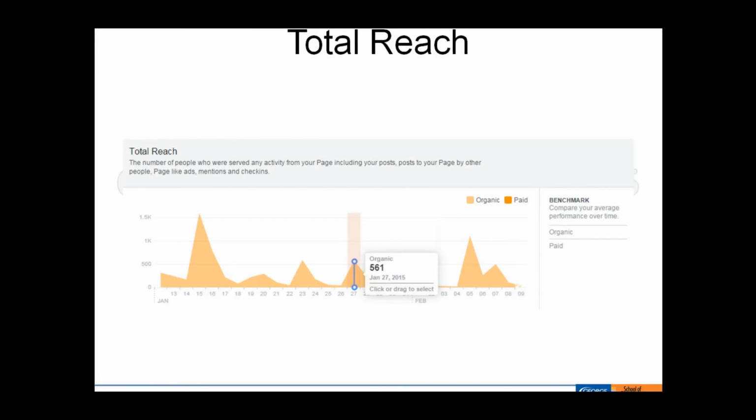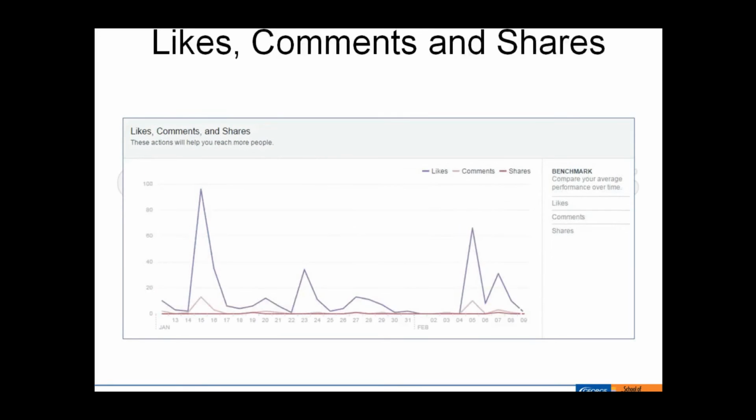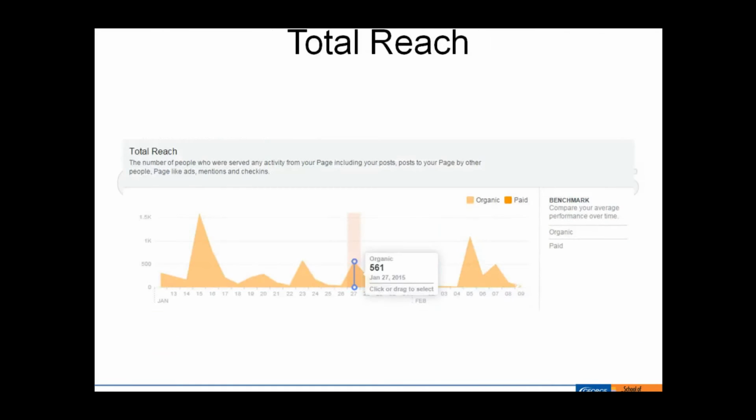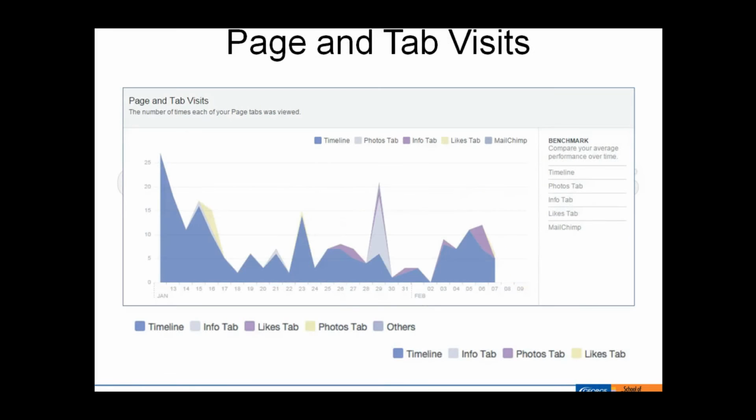Total reach, very similar to the one we just showed you, which was organic and paid. Well, this is a different time period, so it's not going to look similar. But it measures everything: page likes, like ads, mentions, and check-ins. Page and tab visits. So we haven't gotten into tabs yet. That's for a future week.